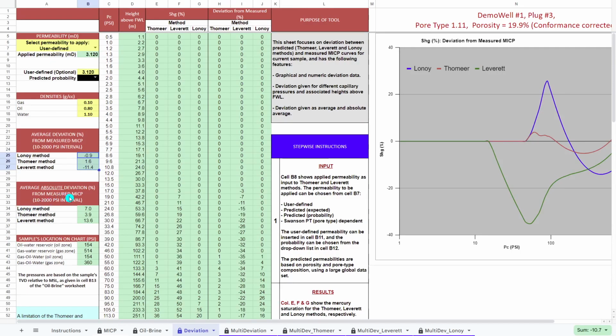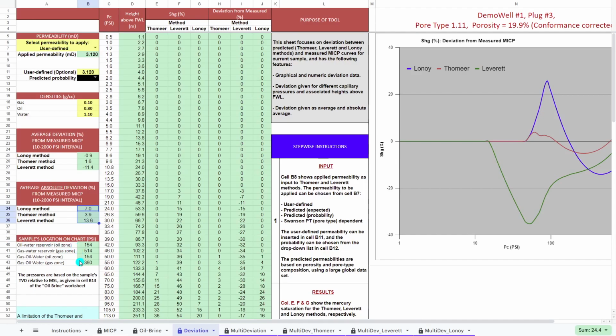Average absolute deviations for the different averaging methods are given in cells B34 to B36. The absolute deviation will always be a positive value and does not give any information on the overall prediction trend. That is, no information is given on whether the prediction in general overestimates or underestimates water saturation. The lower the number, the less deviation from the measured data.